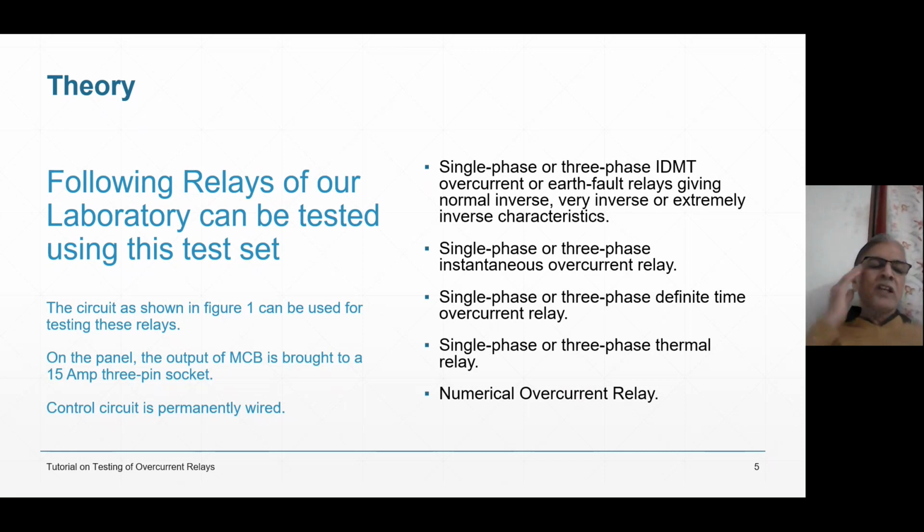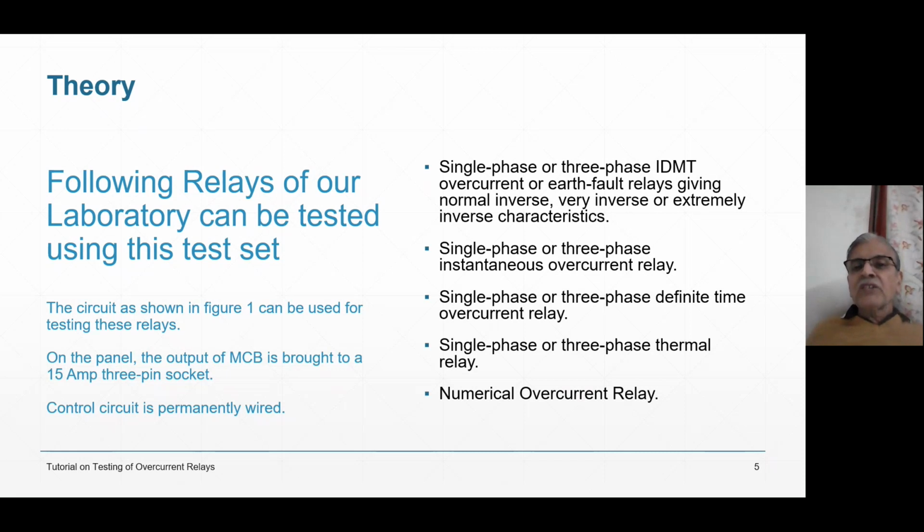I'm sorry, those who are not understanding Gujarati, they will not be able to understand. They will have to ask somebody what is the English equivalent. I don't know the English equivalent, but I say that definite time overcurrent relay is takeshere baji, takeshere khaja. There is no difference. That is not required.